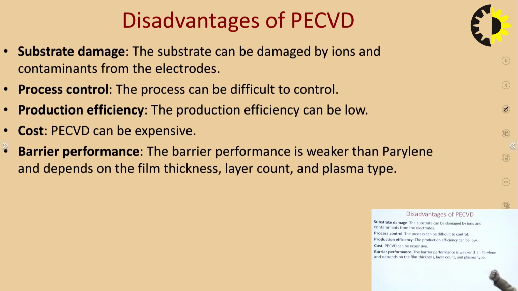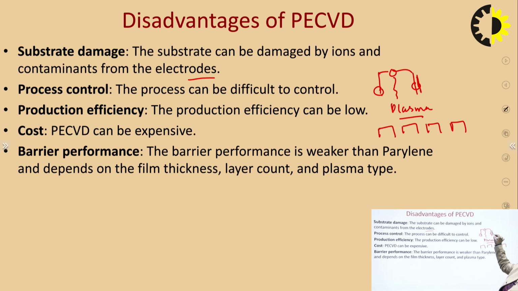And on the disadvantages part of this, we have substrate damage. The substrate can be damaged by ions and contamination from the electrodes, since in this method we are using electrodes, and these electrodes are creating the plasma, and this plasma we are utilizing over our substrate, right? So these are the electrodes. If these electrodes get damaged, then the whole system will get an error, and we are not getting any plasma, and that is why there is no deposition over it.